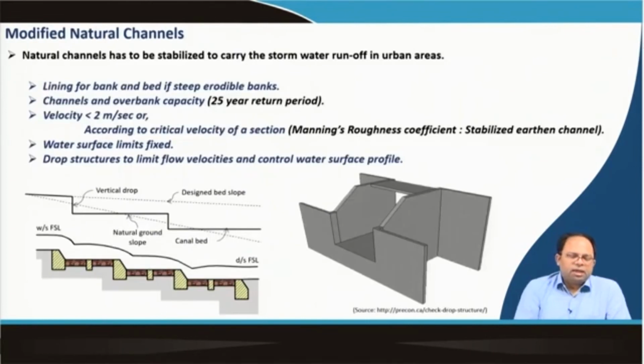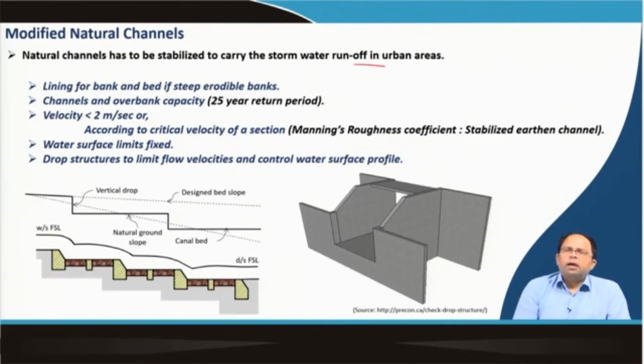So, this was the drop structures that we were talking about earlier, that when natural channels have to be stabilized to carry storm water runoff in urban areas, we need to modify them, and these drop structures are part of this modification. Modifications could be of different kinds.